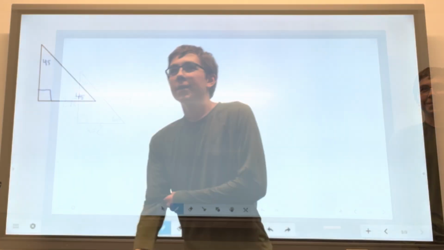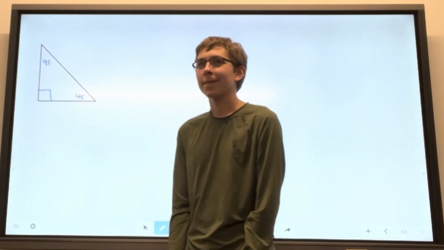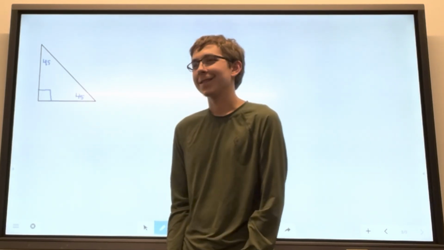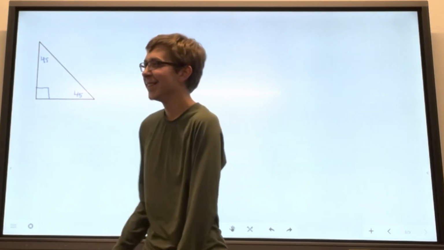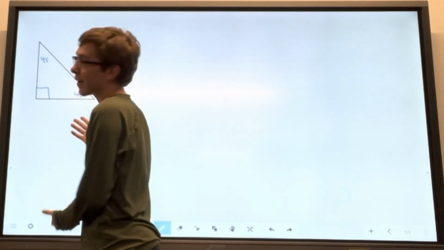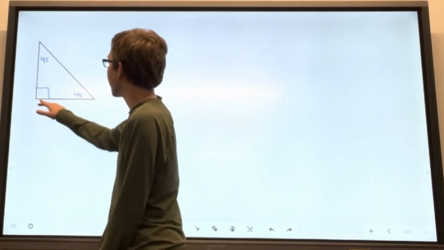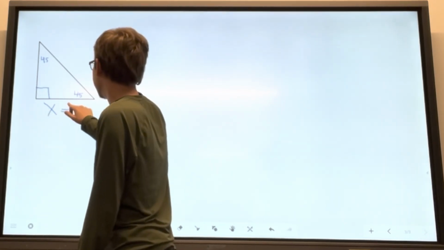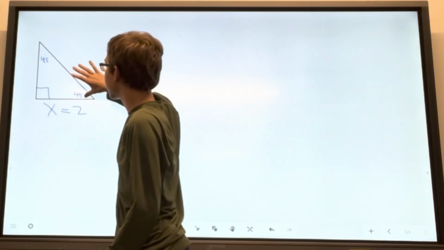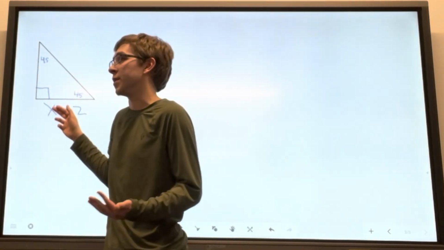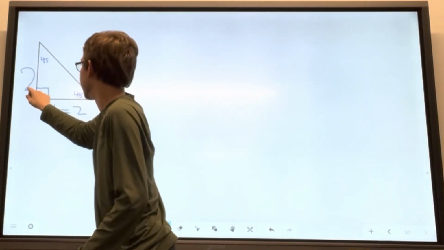Wonderful, Salma. Jackson, why don't you help us solve the 45-45-90 triangle? Sure. Why don't we also use x equals 2? So this is the 45-45-90 triangle. One of the legs has length x is equal to 2. In a 45-45-90 triangle, since both of these angles are the same, the opposite sides will also be the same. So this side is also 2.